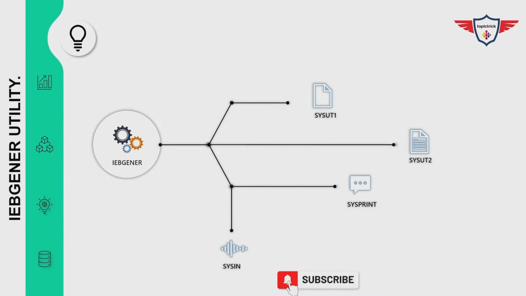The third one is SYSPRINT. It is an output message file, and the last one is SYSIN, and it is used to specify the control parameters. And if you do not want to use control statement, the SYSIN DD statement is still required. So you must code it as dummy dataset.